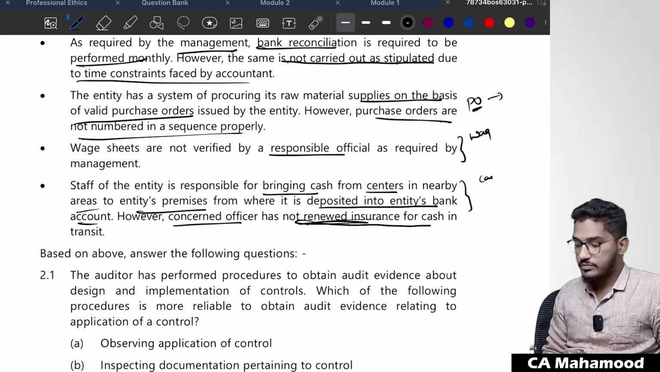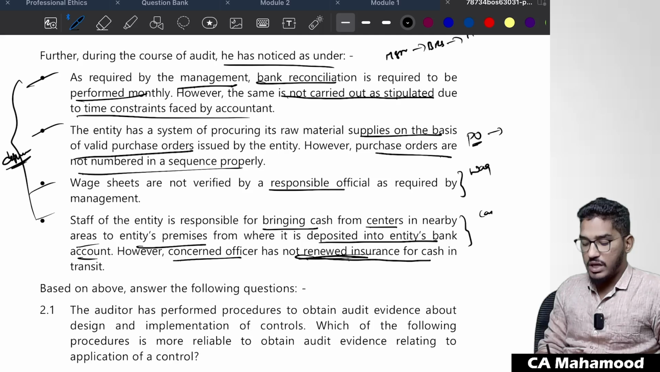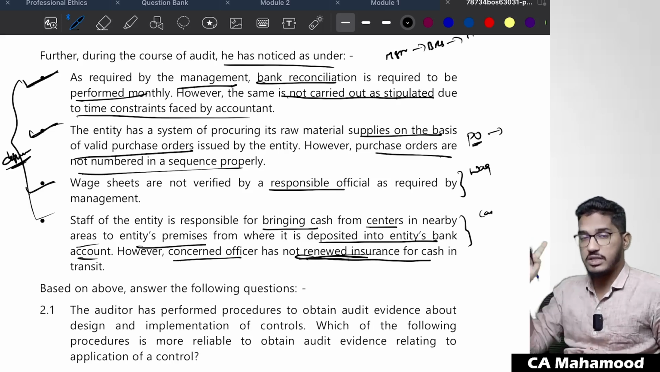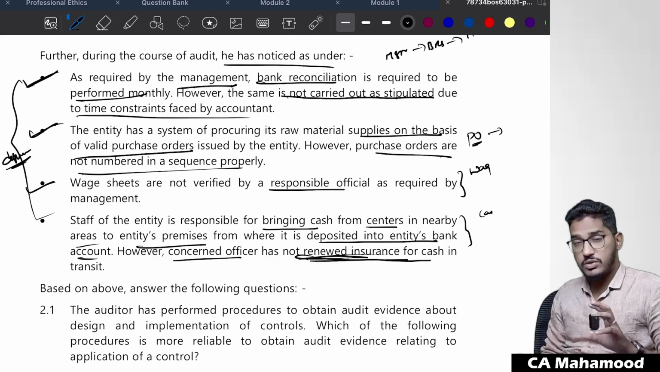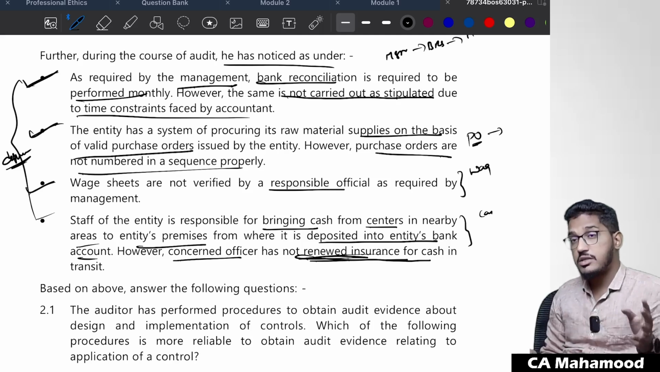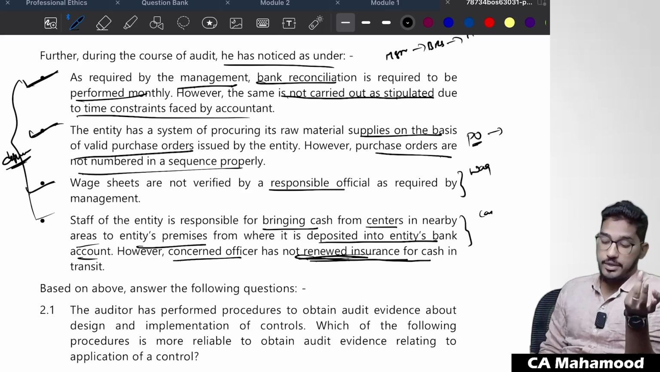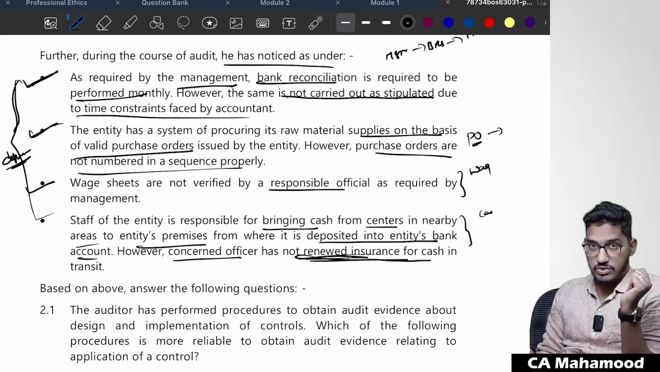It got expired. So if you pay close attention, all these are lapses of the internal controls. All these are deficiencies in the internal control. And these deficiencies are of such a nature that they require not just management, but those charged with governance attention. Major deficiencies, like they're not preparing the BRS on time, purchase orders are not getting serially numbered, cash in transit insurance is not getting renewed, and even wage sheets are not getting verified before making the payment. So all these are deficiencies, and even significant deficiencies if you observe closely.